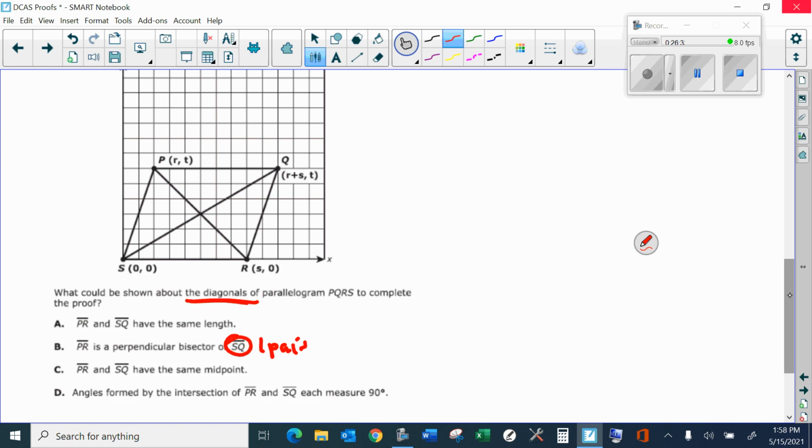We want the diagonals. PR and SQ have the same midpoint. That's going to be showing that they bisect their midpoint. You're thinking midpoint formula. So you see that right there, the word midpoint. They're going to have the same midpoint. So that means that's congruent to that, and that's congruent to that. So they have the same midpoint. That's what you're looking for. Okay.